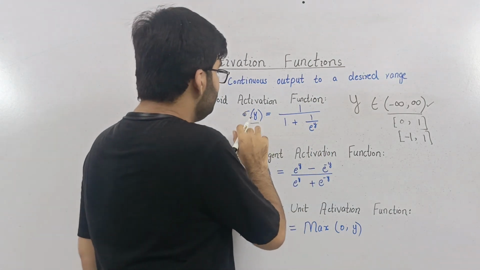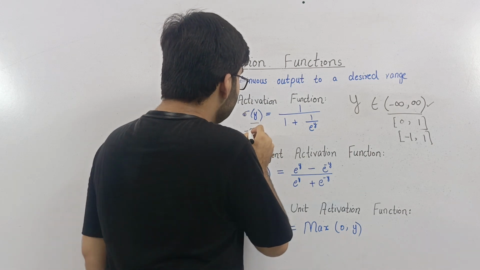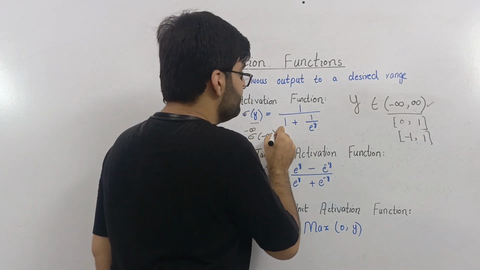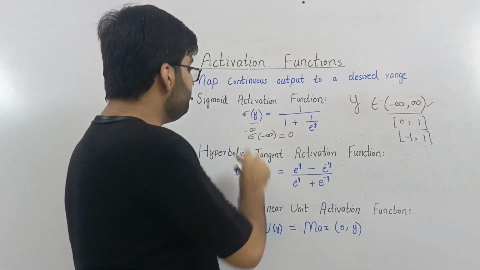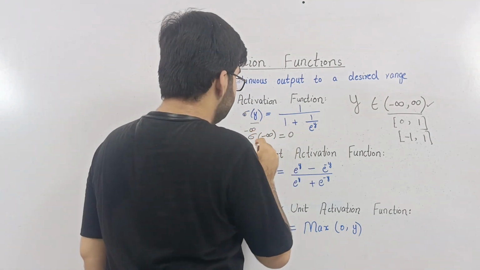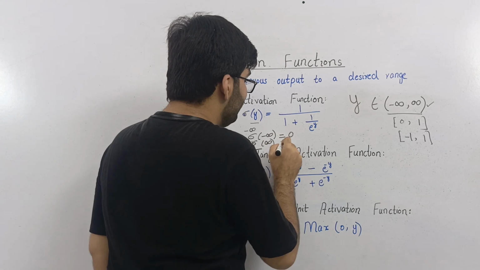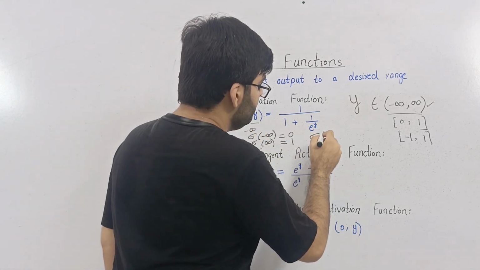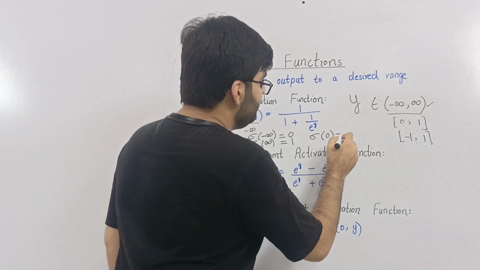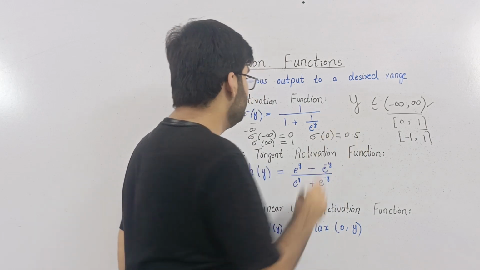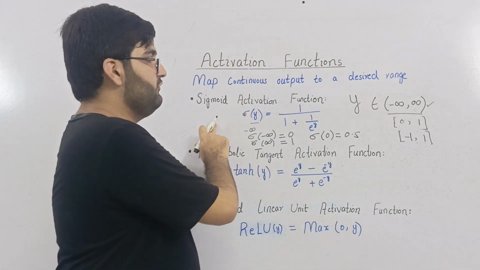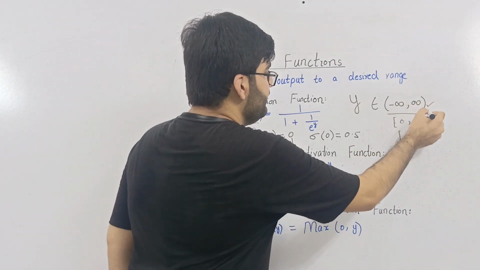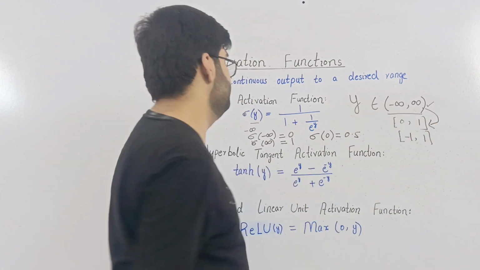If we put in negative infinity, we will get sigmoid of negative infinity as 0. If we put here positive infinity, we will get a 1. If we put in here a 0, we will get a 0.5. So the sigmoid activation function will map this interval into this interval.